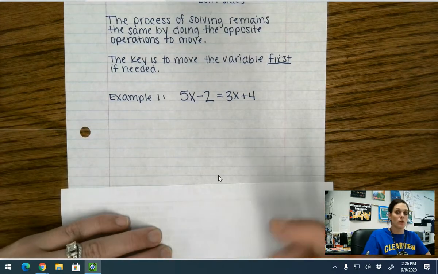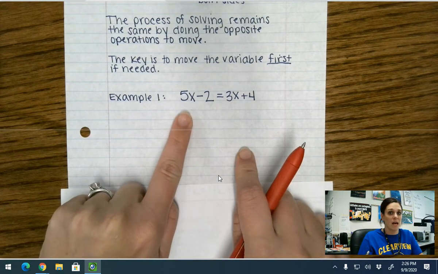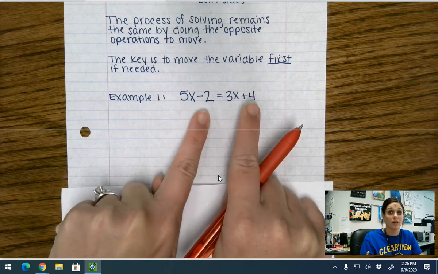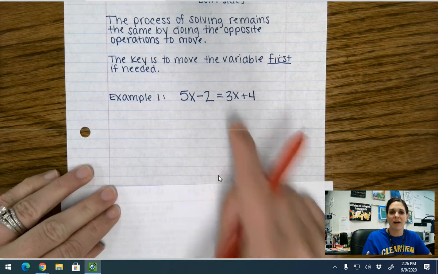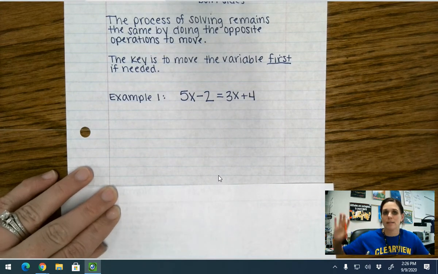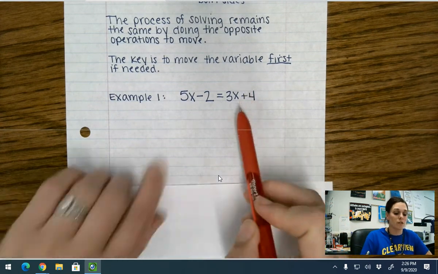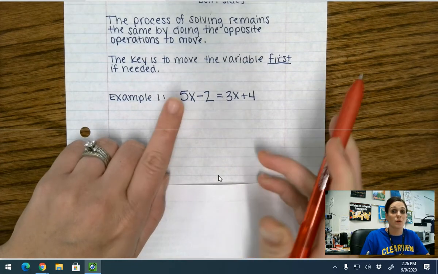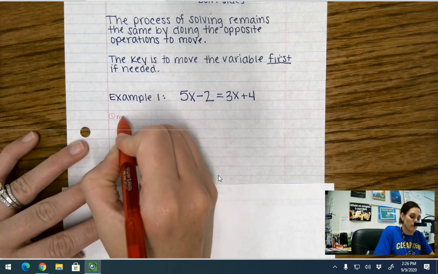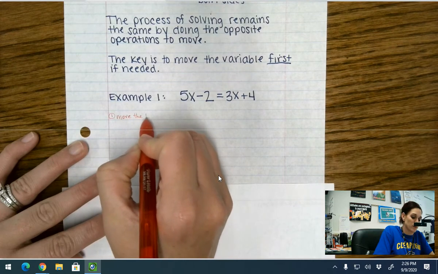So the first thing that you see is that we have 5x on the left and we have 3x on the right. You should also notice then there's a constant on each side. So we kind of have to play the game of variables to one side, constants to the other. All right, so the first thing is we're going to move the variable first. So one of the rules that we're going to kind of jot down to ourselves is we're going to move the larger first.